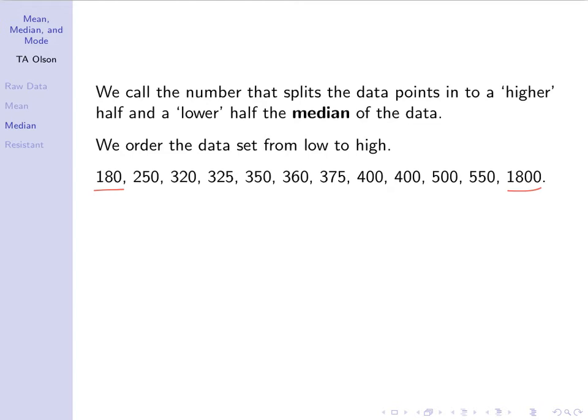To find the middle, we try to find the number that separates this into two sets of the same size. So since we have 12 data points, the chopping point is going to be halfway between the 6th and the 7th data point. So there's going to be 6 data points over here and 6 data points over here. This middle point here is going to be our median.